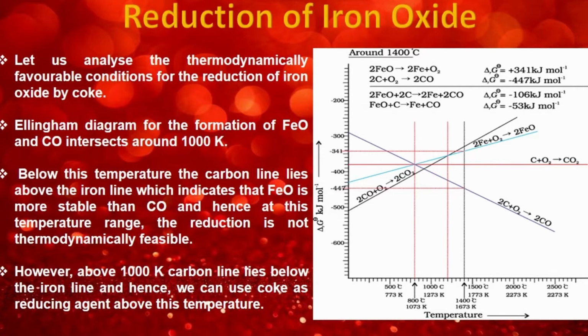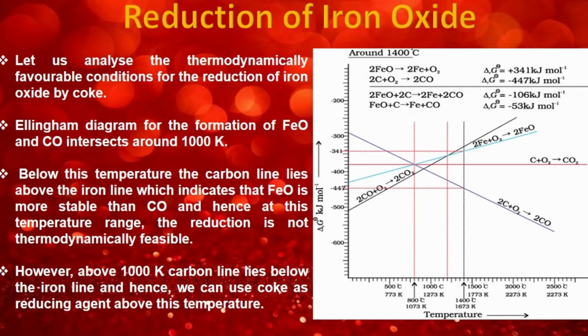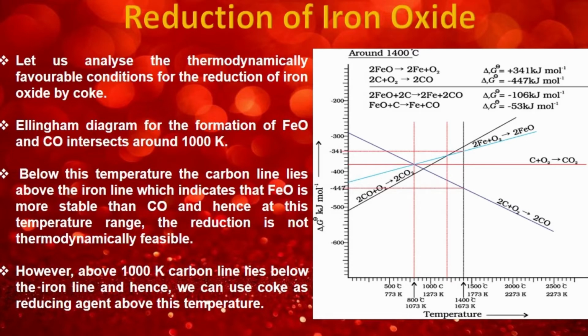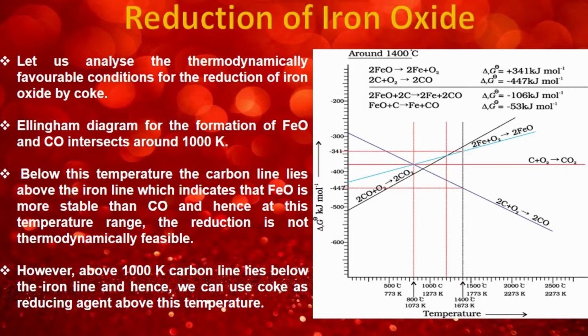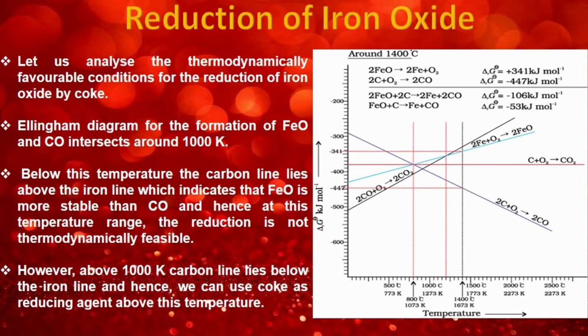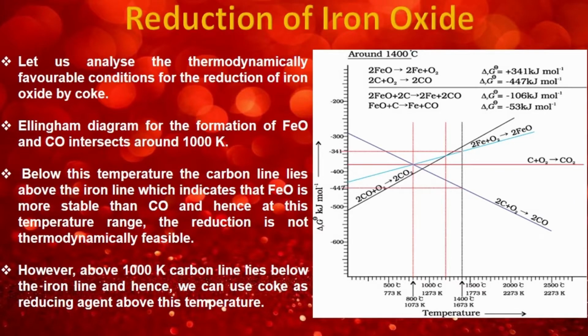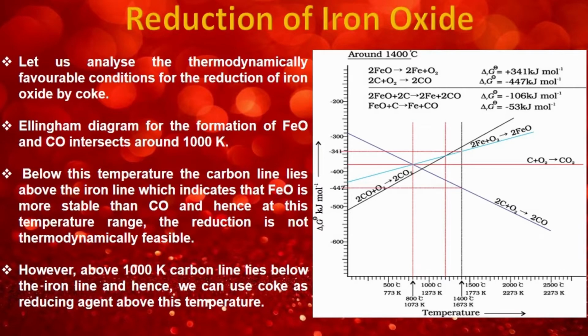Then what will be the suitable reducing agent to reduce iron oxide to iron below 1000 Kelvin? That will be carbon monoxide. You can see in the Ellingham diagram, the line for carbon monoxide getting oxidized to carbon dioxide lies below the line for iron getting oxidized to iron oxide. So carbon monoxide will be a suitable reducing agent to reduce iron oxide to iron below 1000 Kelvin.